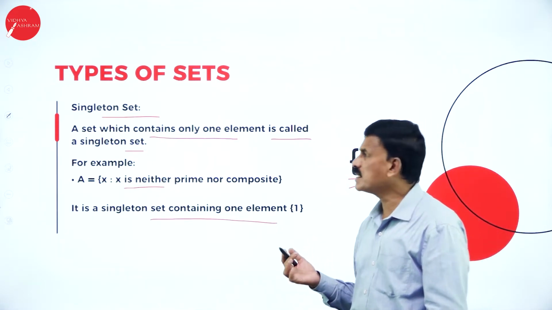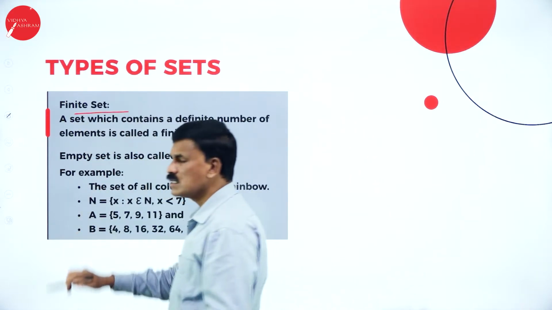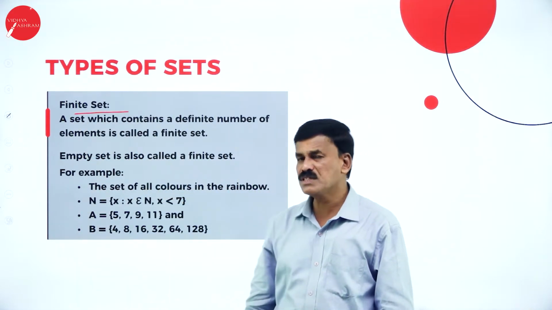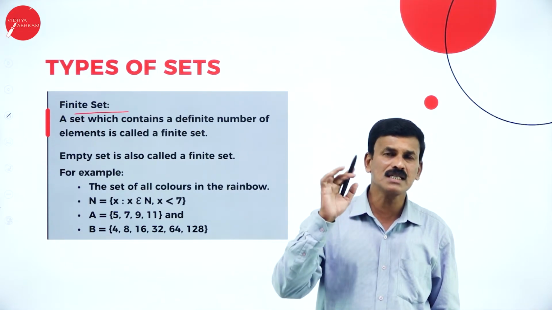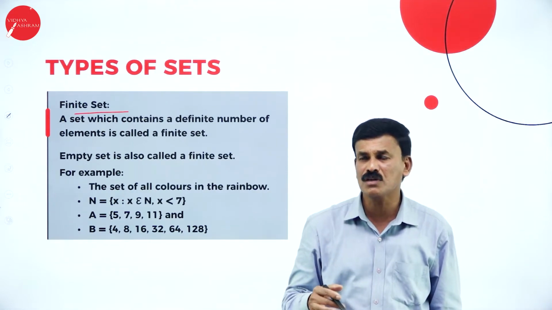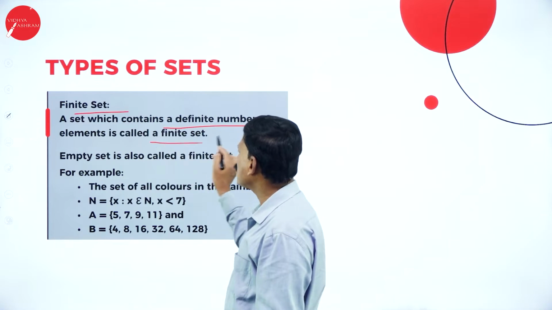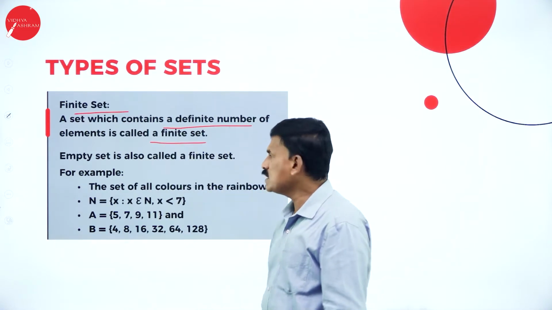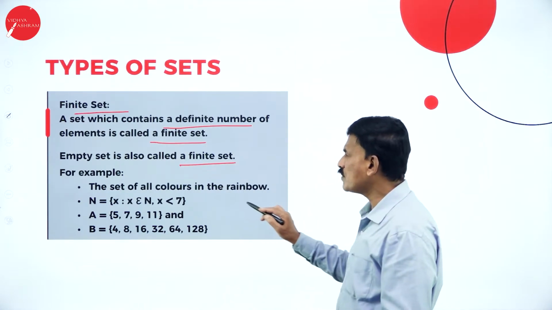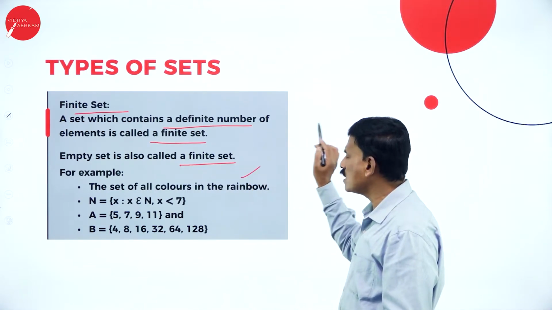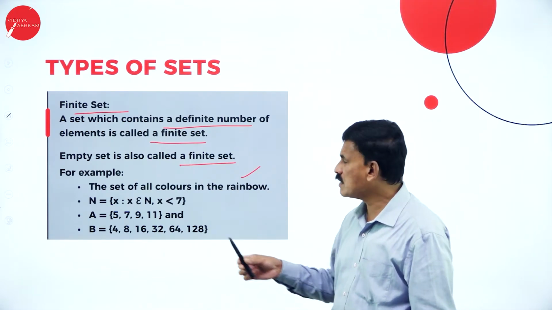Now, let us come to the next type, that is the finite set. A finite set means a set which contains a definite number of elements, a finite number of elements. Empty set is also called a finite set. Now let us consider examples: the set of all colors in a rainbow is an example for a finite set because it contains 7 colors.